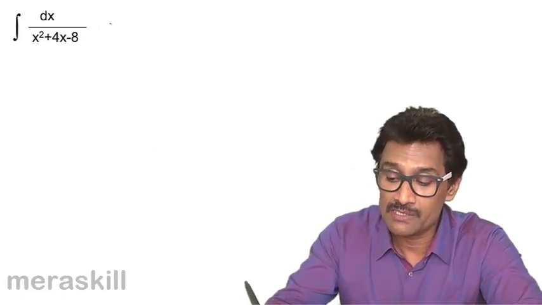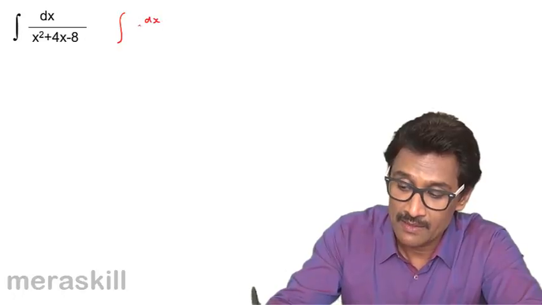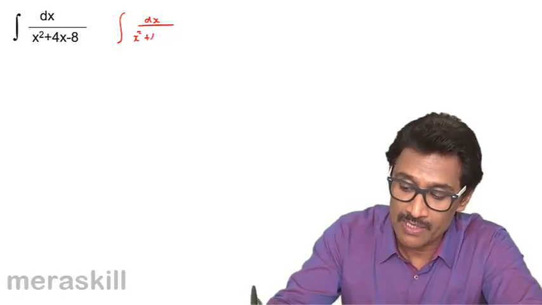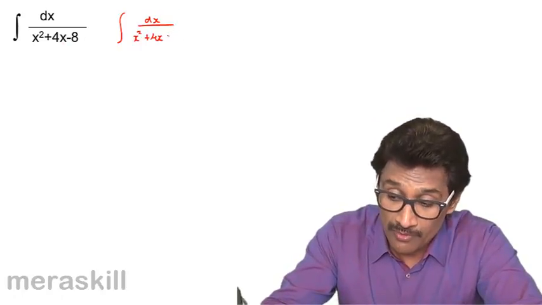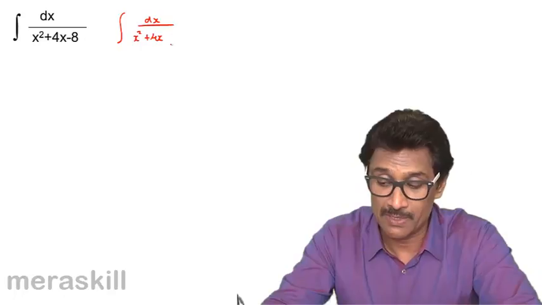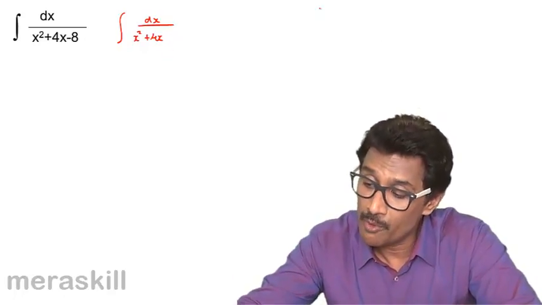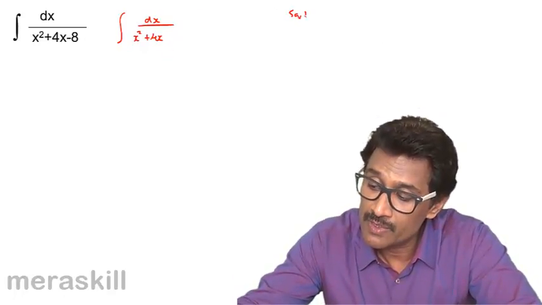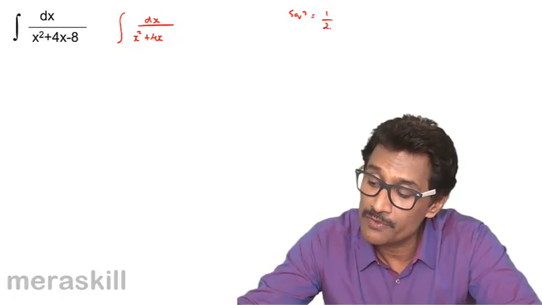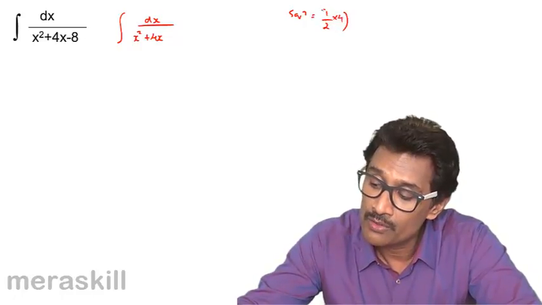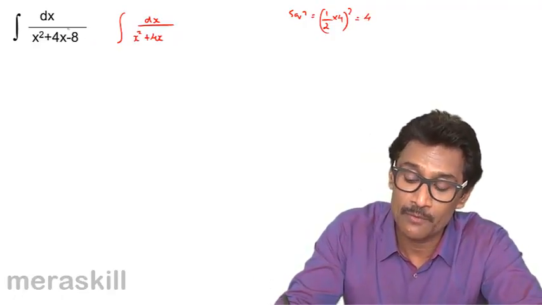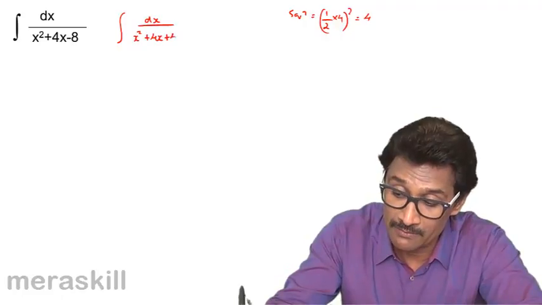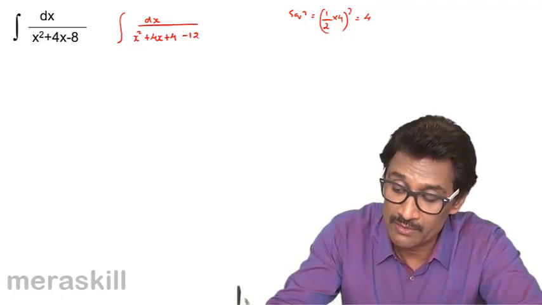dx upon x square plus 4x minus 8. Now this can be written as dx upon x square plus 4x. We know there is a 4 over here. So if there is a 4, it's a perfect square expression. So we can even use the formula: the square term is nothing but half the coefficient of x, that is 4, the whole square, that is 2 the whole square, 4. So that means you have to add a 4 and subtract 4. So you added 4, to subtract 4 you get minus 12.